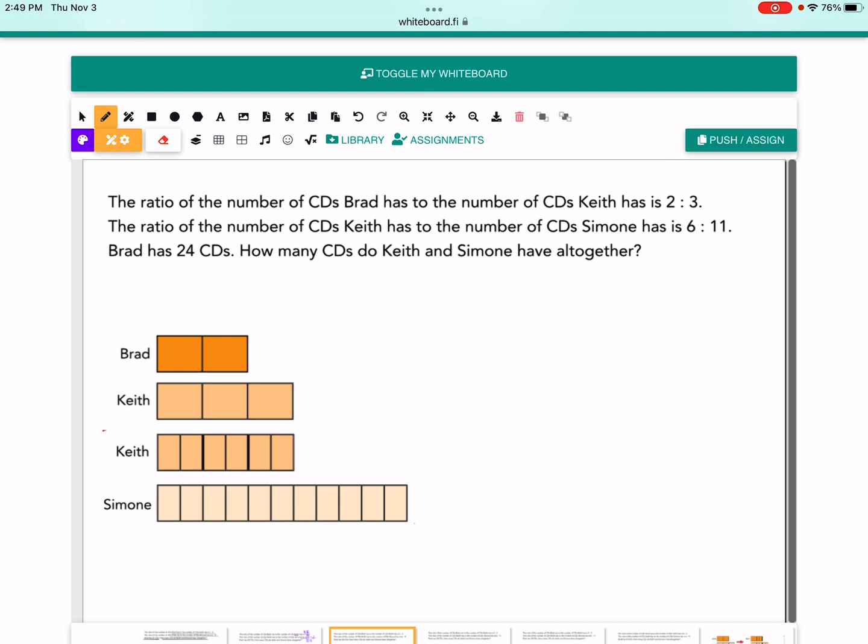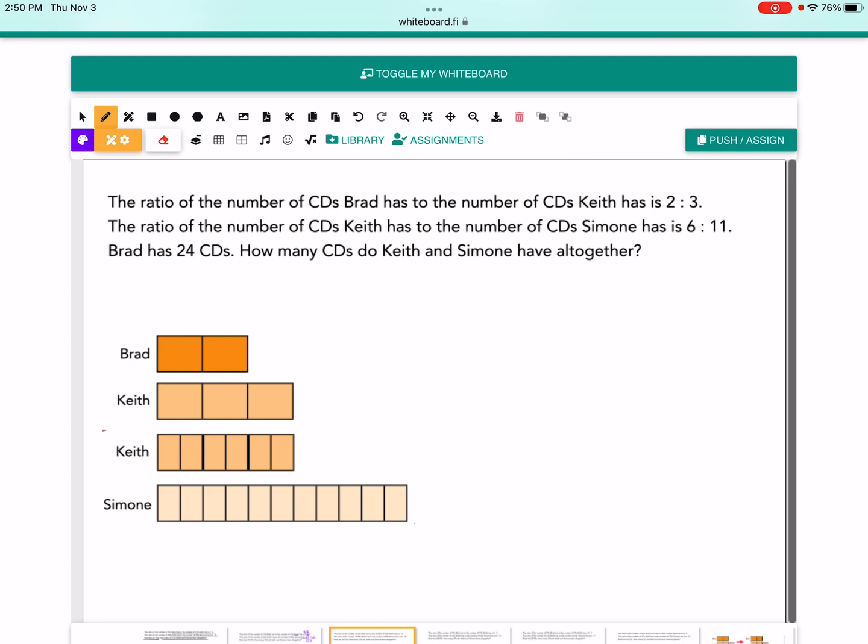Well, if you drew something that looks like this in order to represent them, you would be on the right track as well. Because Keith's CDs don't change. They are the same number whether you're comparing his collection to Brad's or to Simone's. It's just that the different amount that Brad and Simone have force a different relationship between the numbers.